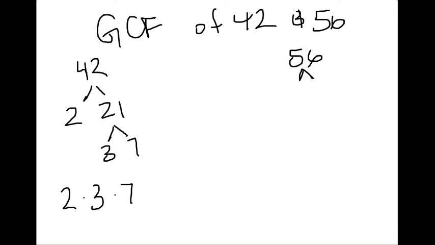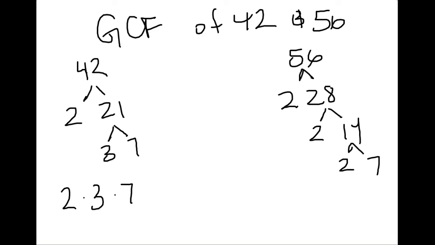Well, 56 is 2 times 28. 2 is prime, so I'm going to leave that. 28 breaks down to 2 times 14. 14 breaks down into 2 times 7, and those are both prime. So I have 2 as a base, 7 as a base, and 2 appears 1, 2, 3 times. So 2 to the third times 7 is my prime factorization for 56.